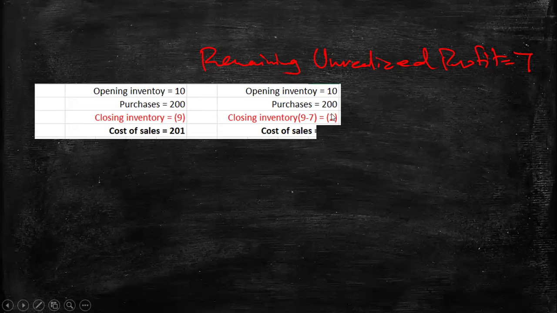Now, as a result of closing inventory decreasing, see what happens to cost of sales. You may be able to imagine what will happen to cost of sales here. Because closing inventory is subtracted in the cost of sales calculation, the cost of sales will increase if closing inventory decreases. From here to here in the unrealized profit adjustment, closing inventory has decreased. And when closing inventory decreases, because it is subtracted in the cost of sales calculation, cost of sales will increase as a result of this, right? Because they have an inverse relationship.